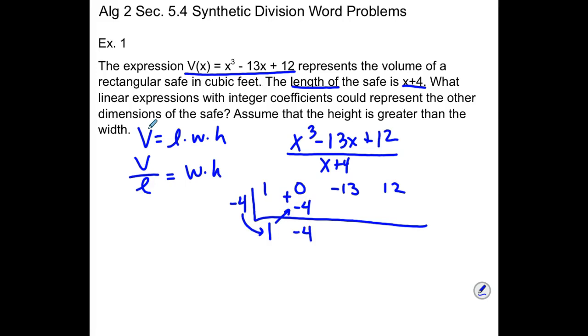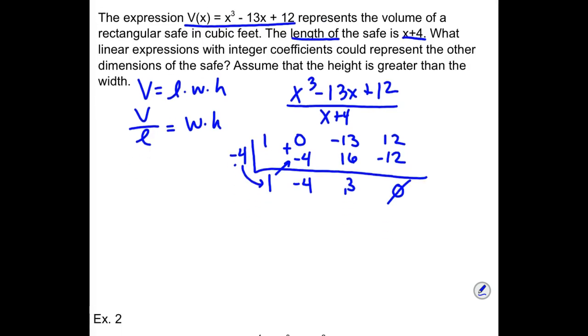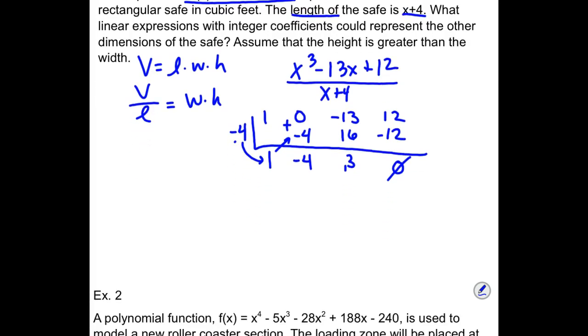And we keep repeating that. So negative 4 times negative 4 would be 16, adding would be 3. And negative 4 times 3 would be negative 12, adding gets me a 0. Since I have no remainder, it means that it divided out nicely, which we should have expected since it was one of the dimensions that created the volume. And what I have left is the constant, x, and x squared. So the piece that I have left is x squared minus 4x plus 3.